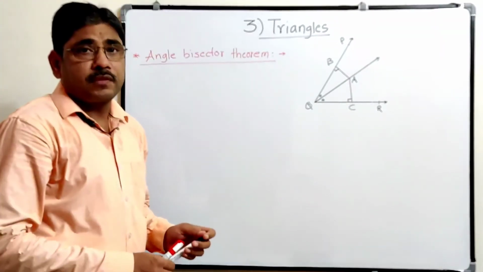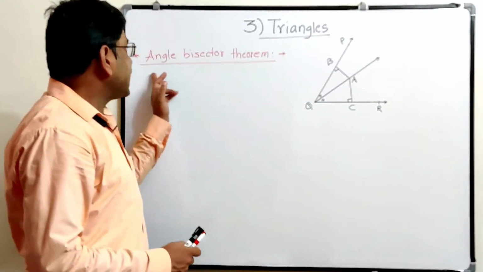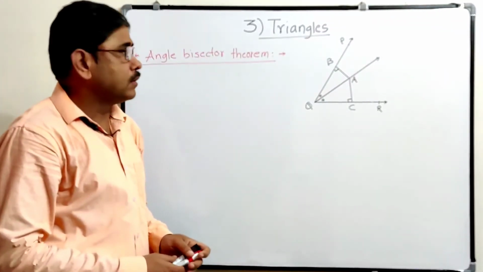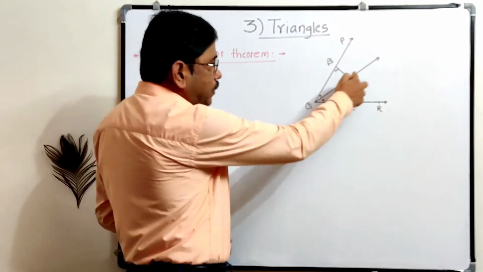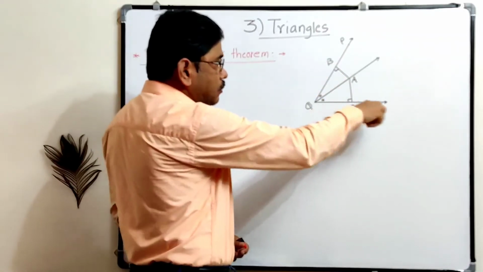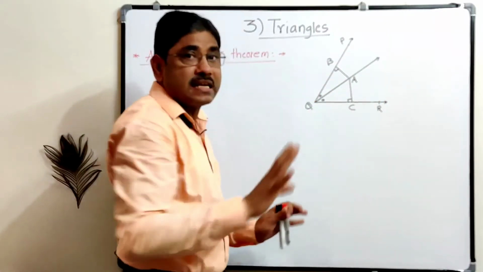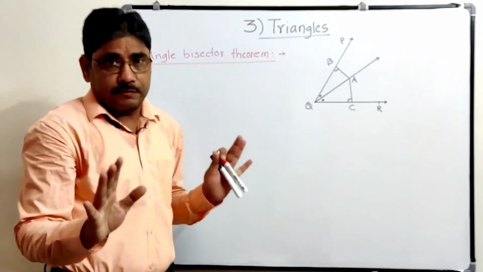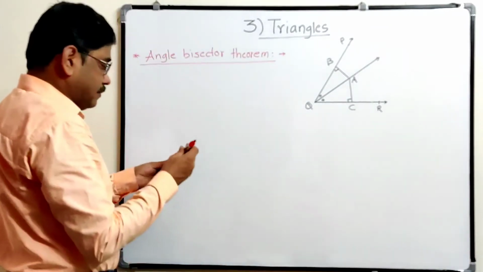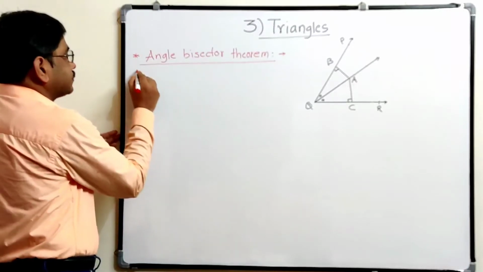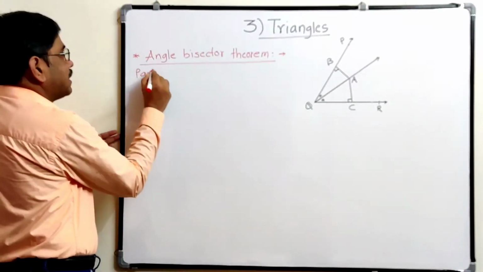Now let us see the second theorem, the angle bisector theorem. Angle bisector means a ray, here ray QA, divides this angle PQR into two equal angles, that is called an angle bisector. Now what is that theorem? There are again two parts of that theorem. Part 1 is, this is part 1.